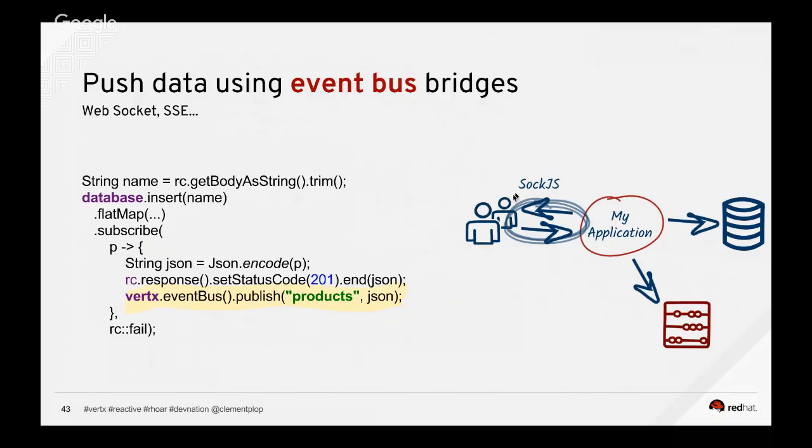The browser of every user can also be part of the event bus using what we call event bus bridges, and so receive those messages, meaning that using a SockJS channel they receive all the new products without having to reload. So how does it work? SockJS is a JavaScript library that will negotiate the channel between your browser and the application using WebSockets and then degrade to SSE, long polling and so on, depending on the capability of your browser.